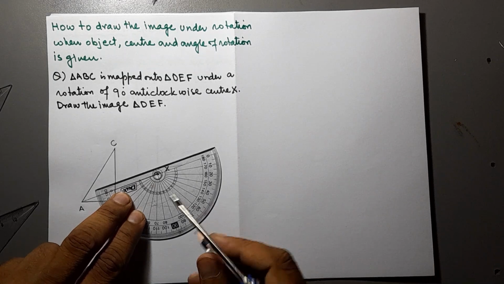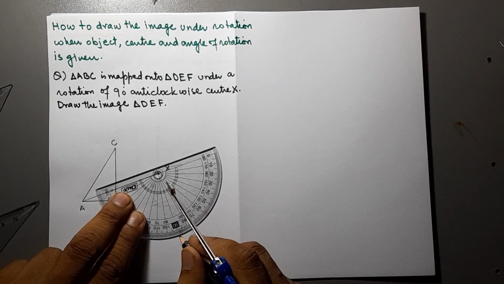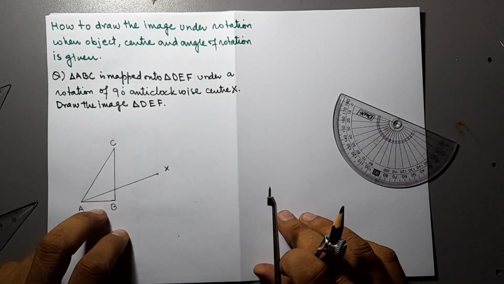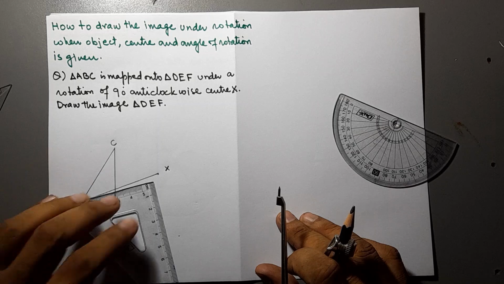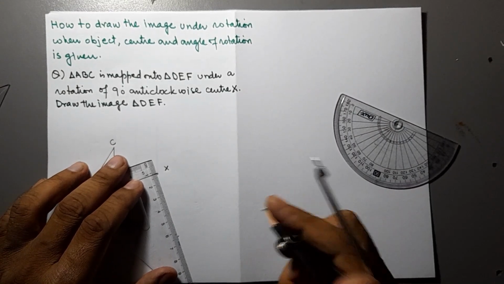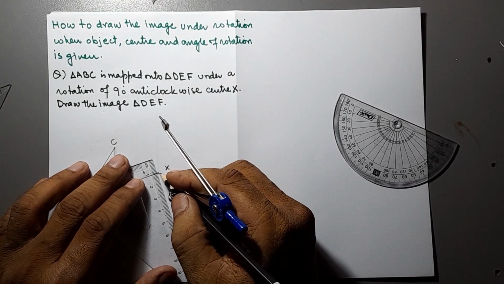I will draw an angle of 90 degrees which gives an anti-clockwise rotation. Now this one is the 90-degree angle.